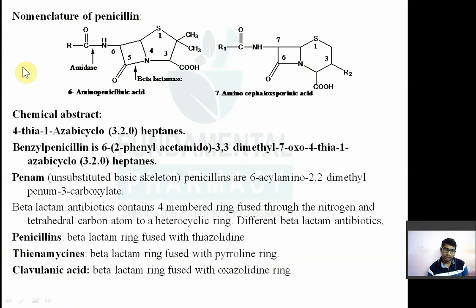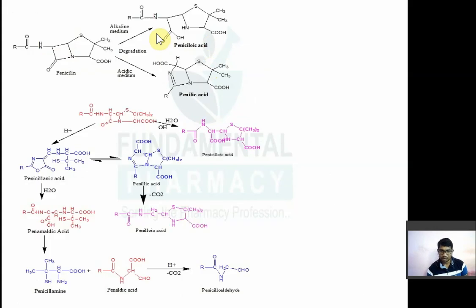So you can use this acyl side chain, the 6-amino acyl chain. Then you can change this also. These are the two possible substitutions, and you can also change one of the carbons from this. These are the possible modifications for penicillins. Now we'll see the star.